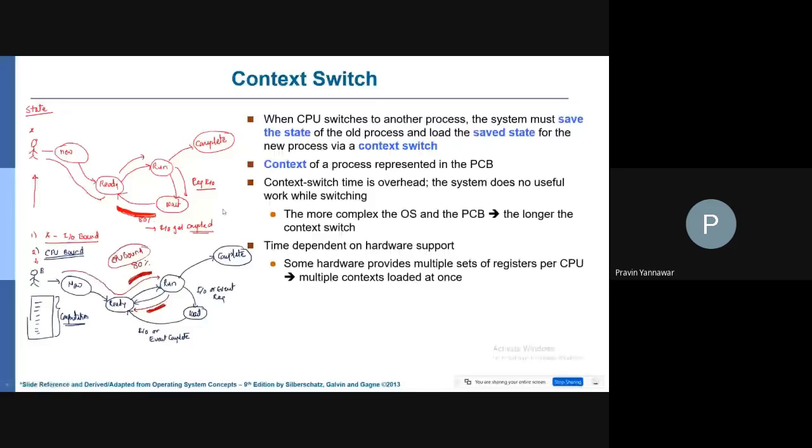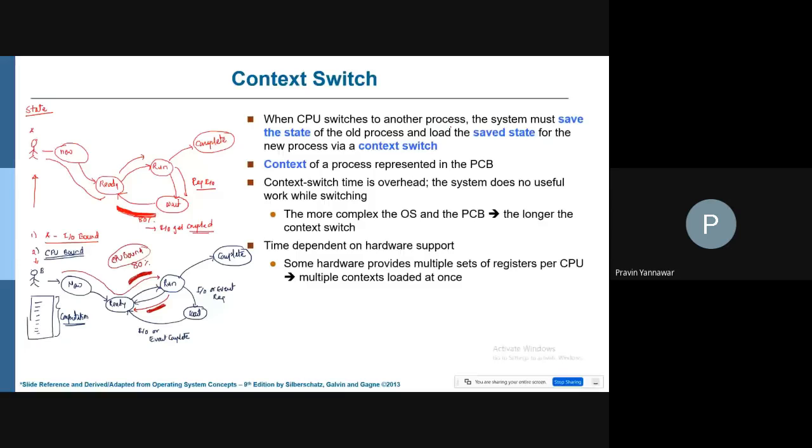So here, whenever the CPU switches from one process to another process, the system must save the state. Okay, so means what? Whenever it switches from this particular B, from ready to run, run to ready, and likewise, the state gets switched. So it must be saved into a process control block. Okay, and this is done via context switch. Now, context switch is nothing but the context of a process being saved into a process control block. The context switch time is an overhead.